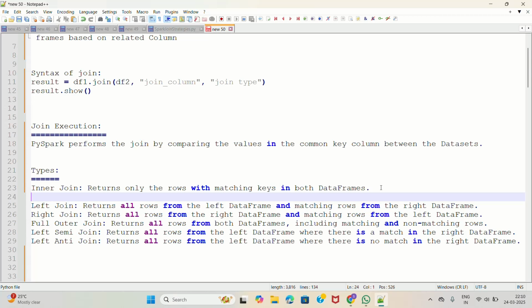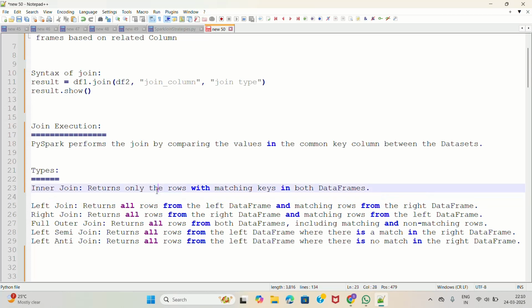Okay, the data must exist in data frame 1 and data frame 2. Then only it retrieves the data. Otherwise, it will not perform the inner join. So the inner join's definition is that it retrieves the data which exists in both data frames. Okay, the rows which are matching in both data frames, then only it will return. If there are unmatched records, it will not return them.